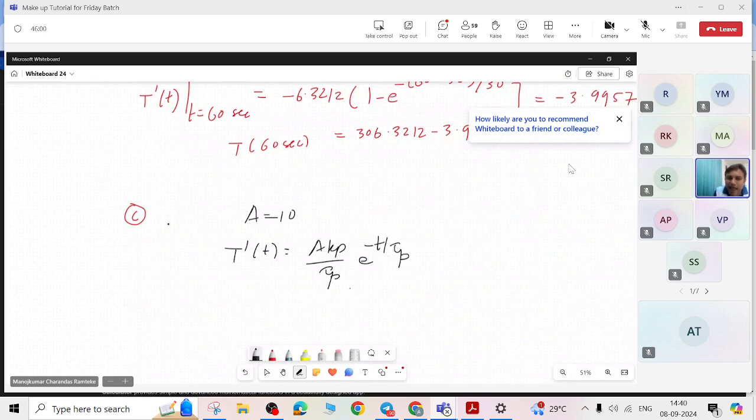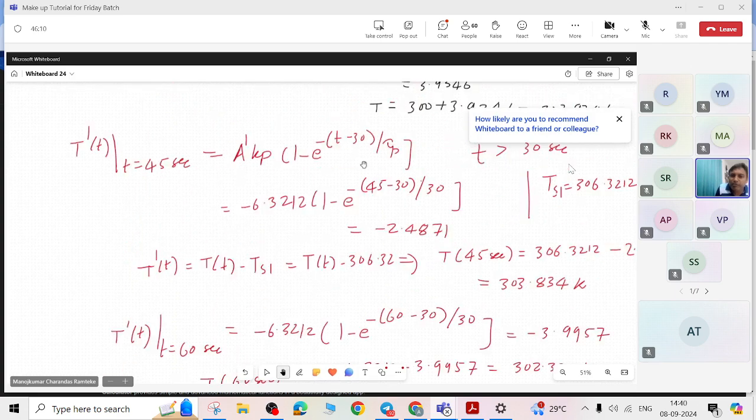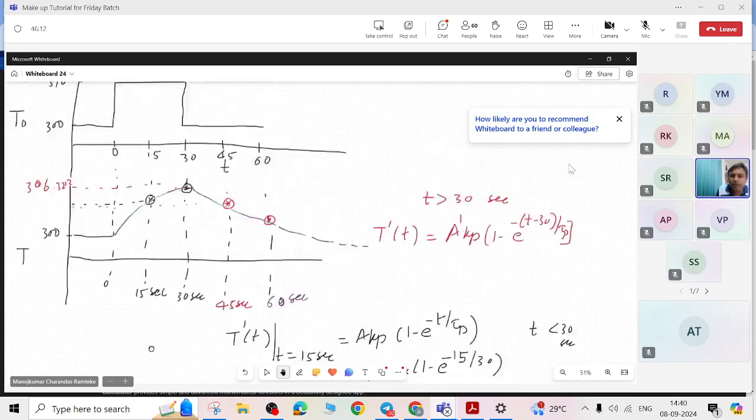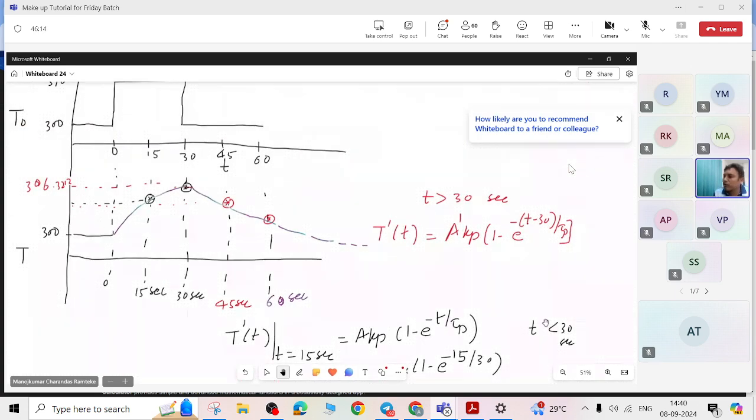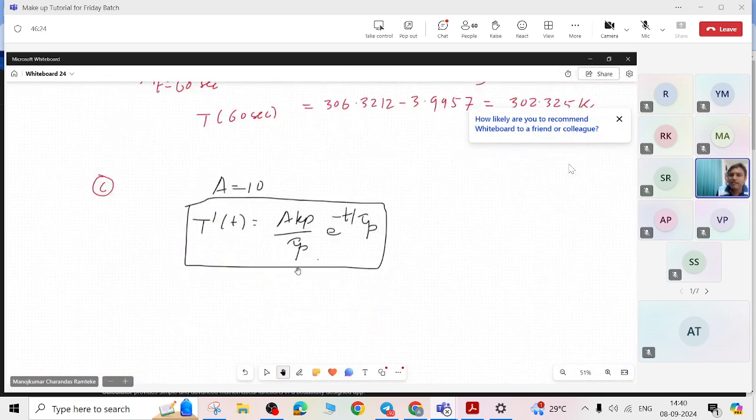And you can derive this particular expression directly from the step input. You can see that this is the expression for the step input. You can differentiate this step input response with respect to t, and you are going to get the response for the impulse input directly. Okay. So in this case, this is the expression, and you can also derive it from first principles.